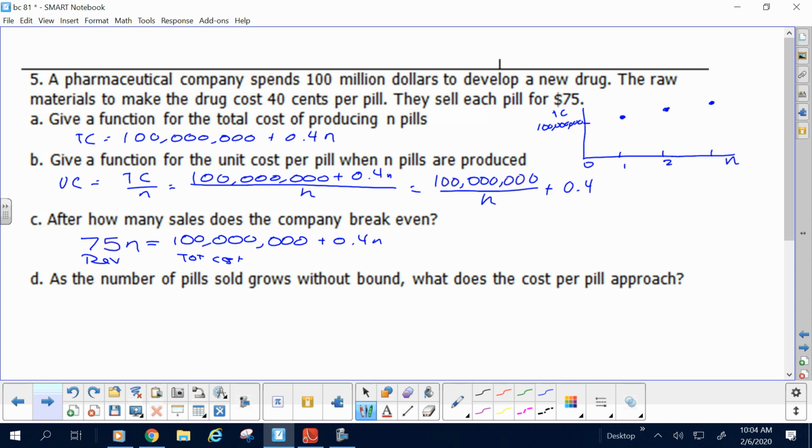And that is n equal to 1,340,000. I rounded up to the nearest pill: 1,340,483. So say you were a company and you sold that many pills, and at that point you've got your money back, yeah?